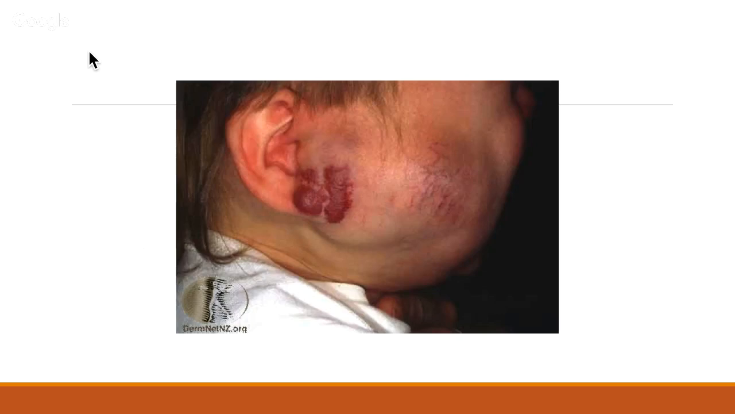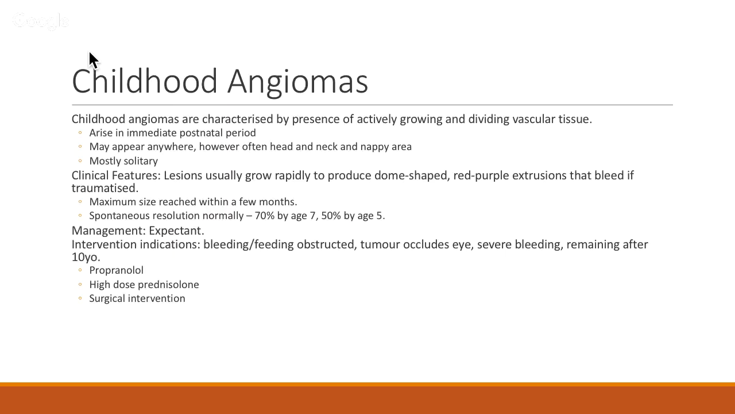Something you might encounter in pediatric dermatology. Generally the child develops it very early on, the first few months of life. It'll actually get worse but then it will self-resolve. So childhood angiomas, hemangiomas, infantile hemangiomas, strawberry nevi, so various names, they're characterized by a presence of actively growing and dividing vascular tissue. And they arise in the immediate postnatal period. As I mentioned, they'll often get worse, but then they do self-resolve.